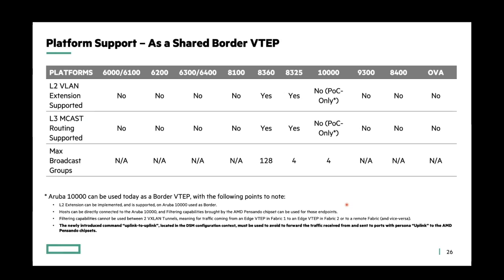Just a quick note on the Aruba 10000. It doesn't officially support the broadcast groups as of AOS-CX 10.13, so it can only be used for POCs. But in the meantime, this platform can be used today as a border VTEP, with some key things to take care of. The filtering can be used for hosts which are directly connected to it when it is used as a border. But a newly introduced command that you can see here, the uplink-to-uplink, needs to be configured to avoid any redirection of the VXLAN to VXLAN traffic to the AMD Pensando chipset.